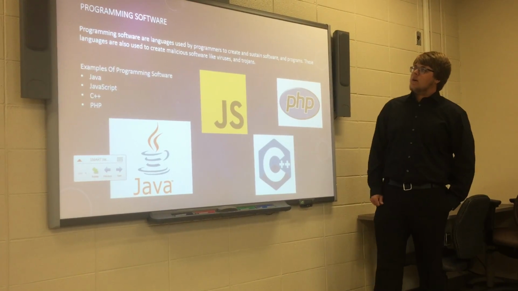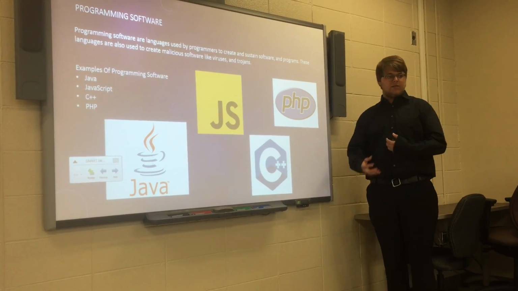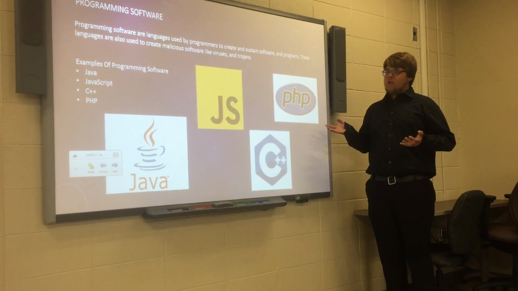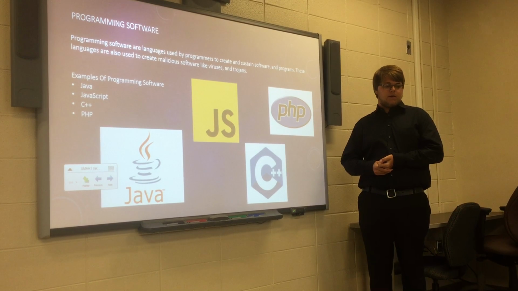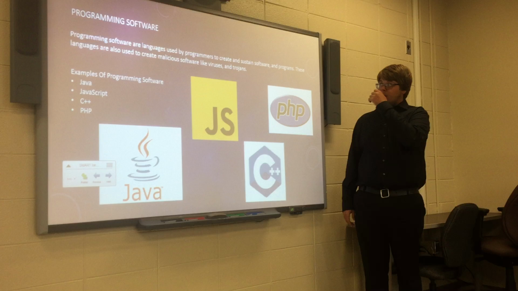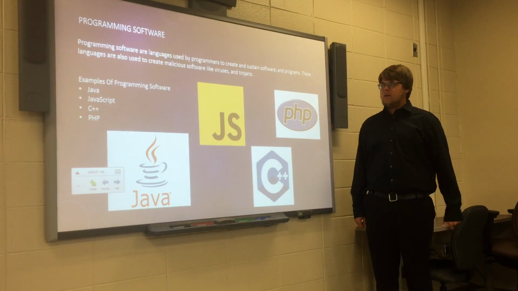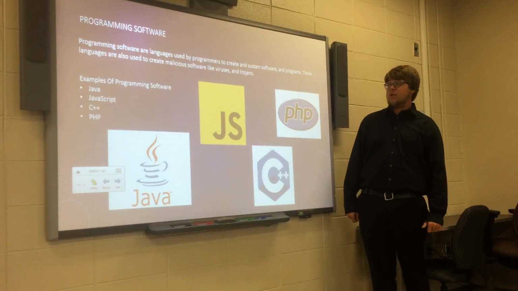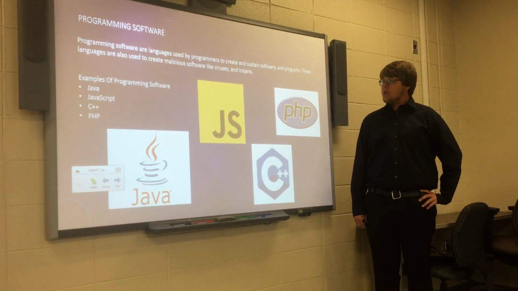Next, programming software. These are languages programmers or developers use to create software programs. They also use them to sustain them, so to update them. They're also used by criminals, and just people, I guess, to make viruses and Trojans. Some examples of programming software are Java, JavaScript, C++, and PHP.